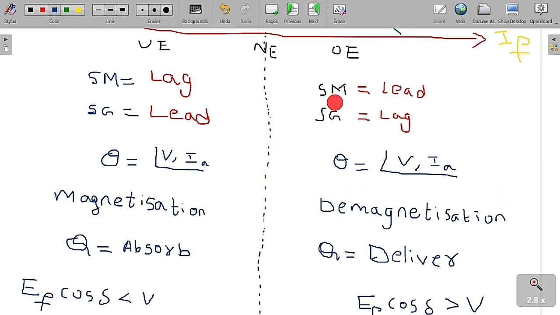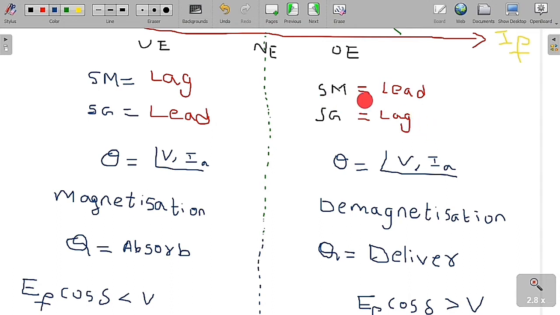So whether it is a synchronous motor or synchronous generator, in the over excitation mode they both will have the same armature reaction, which is called demagnetization, and it is going to deliver reactive power. The synchronous generator is going to deliver the reactive power, and it is also going to deliver the active power.